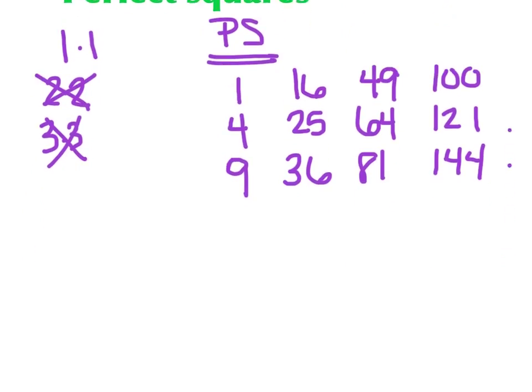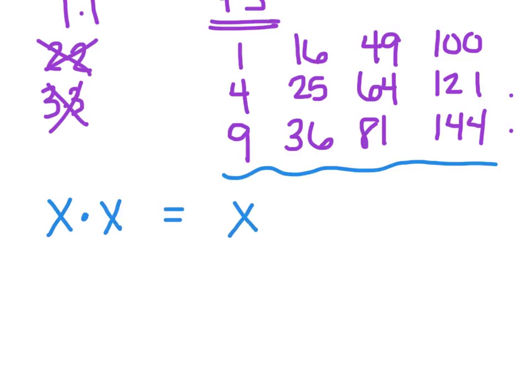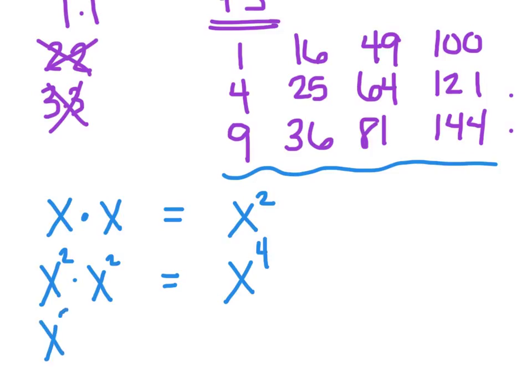Now, how about variables? This might get a little trickier. Some numbers are pretty straightforward. But let's try some variables and jot the rules down here. x times x equals x squared. So x squared is a perfect square. x squared times x squared, when you multiply, you add exponents. So x to the 4th is a perfect square. x cubed times x cubed is x to the 6th.